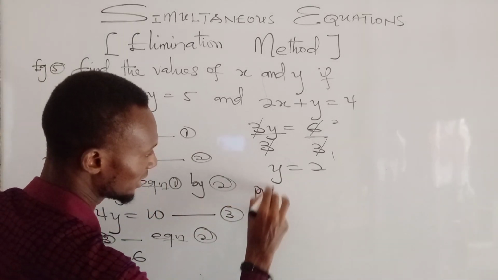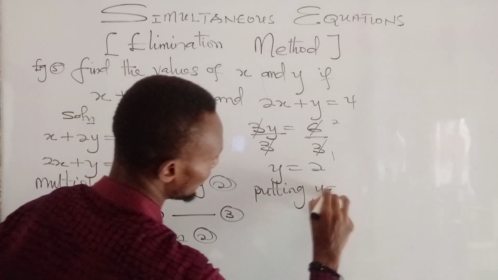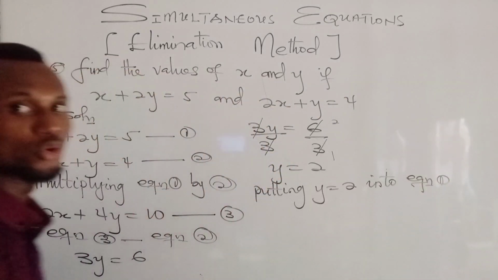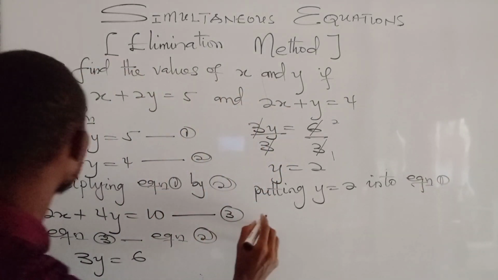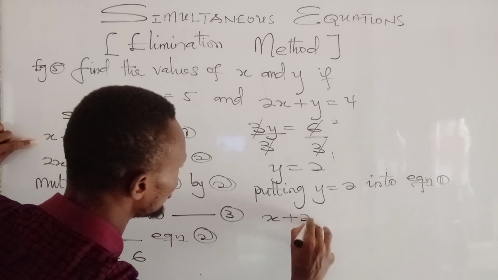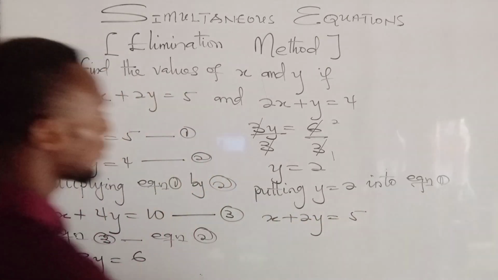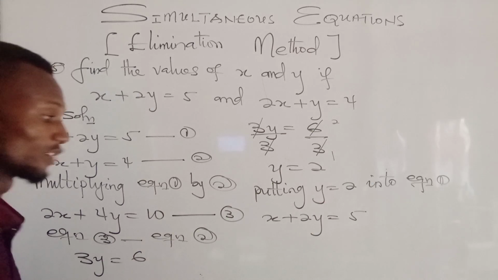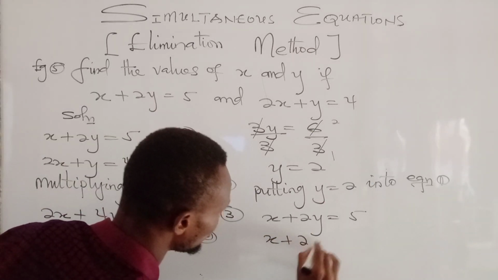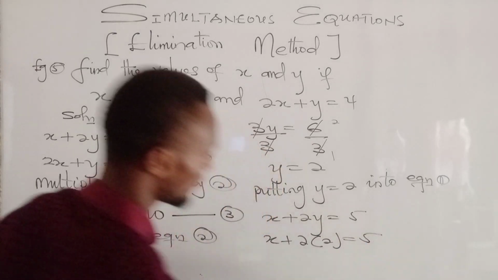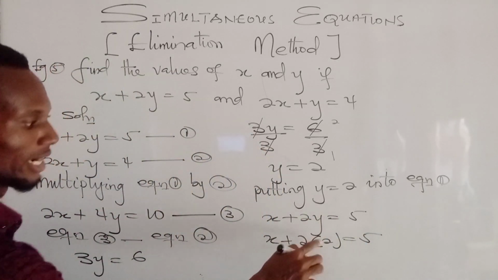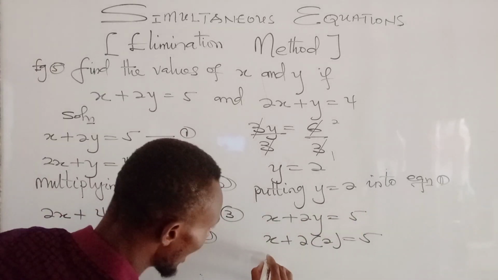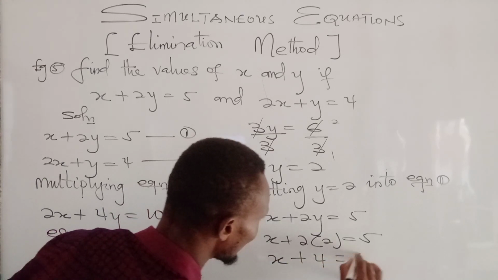So let me write: putting y equals 2 into equation 1. I hope you understand and you agree with me. Equation 1 is given to be s plus 2y equals 5. Wherever I see y in this equation, I'm going to put 2 there. So I'm going to have s plus 2 times 2 equals 5. The 2 is multiplying the y, that's why you bring a bracket, then you put your value of y there, which is 2. The bracket means multiplication. So you have s plus 4 equals 5.